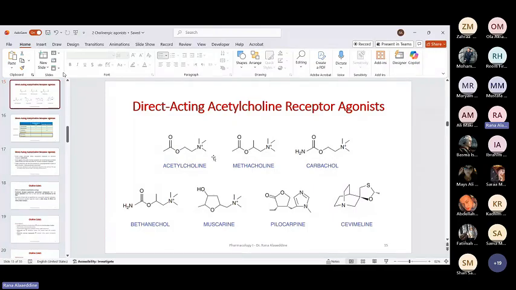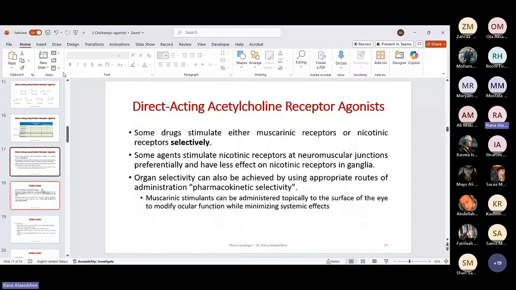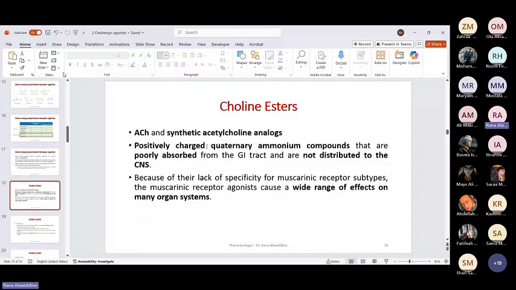Sometimes, in other drugs that are not quaternary, so they're not positively charged, like this one and this one, these are tertiary ammonium compounds. Those are 1, 2, 3 bonds, which makes them good drugs to be absorbed in the system. So those drugs can be taken orally. So quaternary ammonium compounds are poorly absorbed and not distributed to the central nervous system.